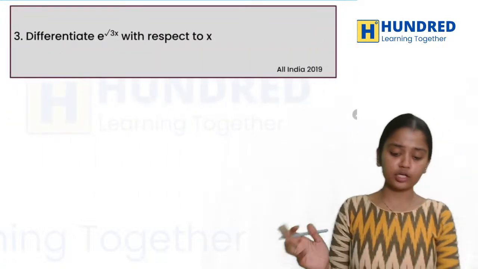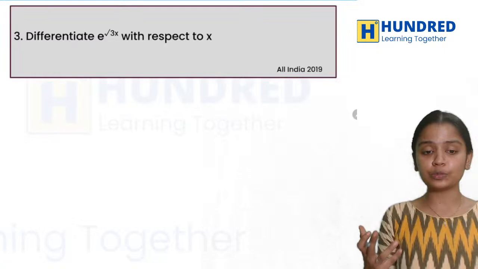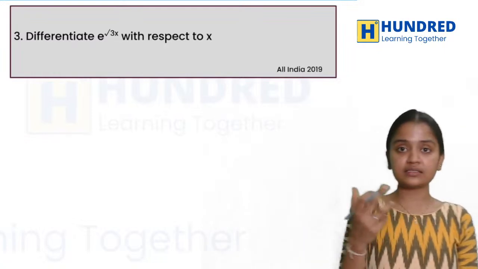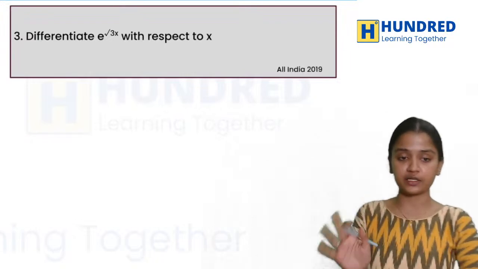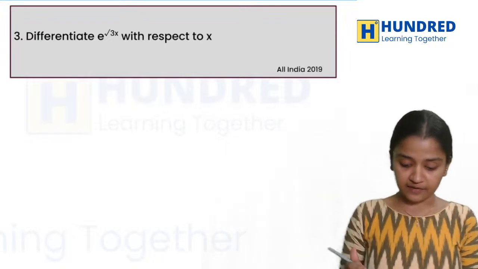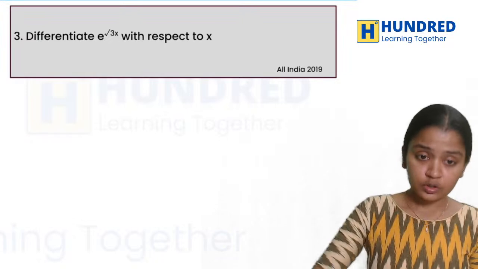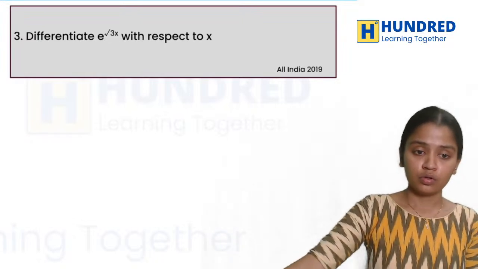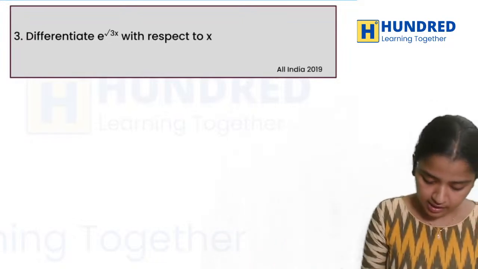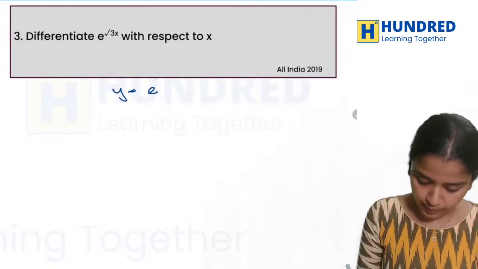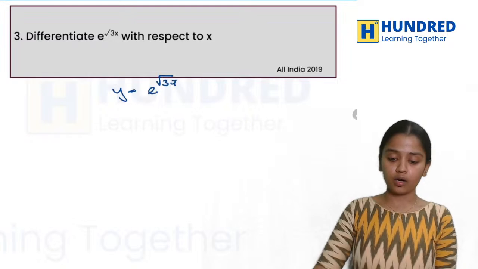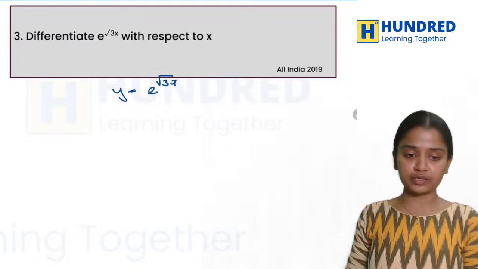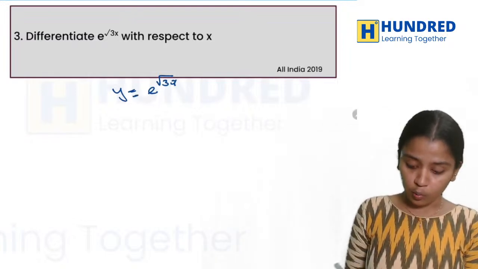Next one is that you have to differentiate with respect to x. What is the question which is given? That is e power root of 3x with respect to x. Now what should you do? Basically y is equal to e power root of 3x. Now you have to differentiate it with respect to x. So what am I going to do?